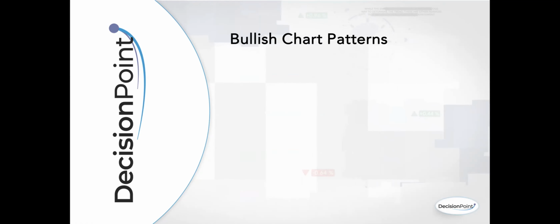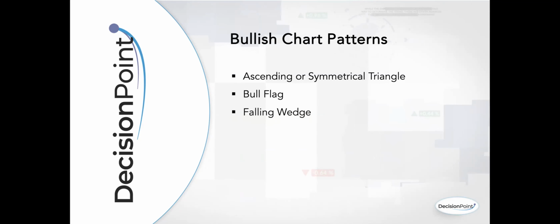So let's talk about these bullish chart patterns. There's the ascending or the symmetrical triangle. There is the bull flag, which I love. Those are great. The falling wedge, which is the wedge patterns are excellent. The wedge patterns tend to come true very often. I couldn't give you a percentage because I haven't tracked it, but I'll tell you just from watching all these 25 years, the falling wedge and the rising wedge patterns are very accurate.